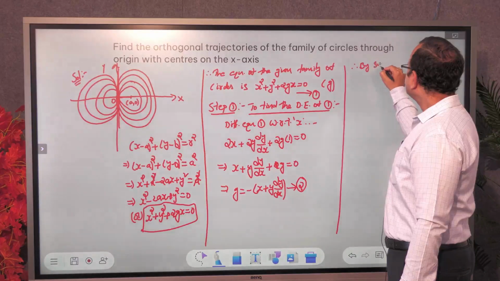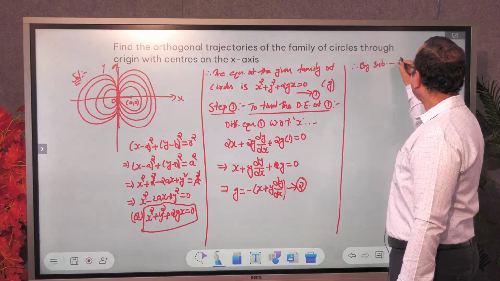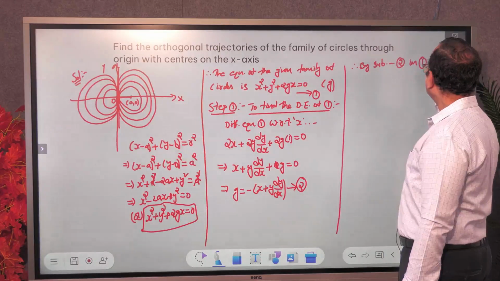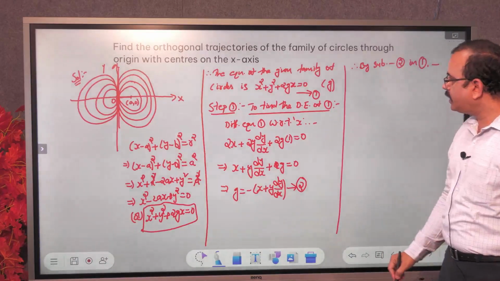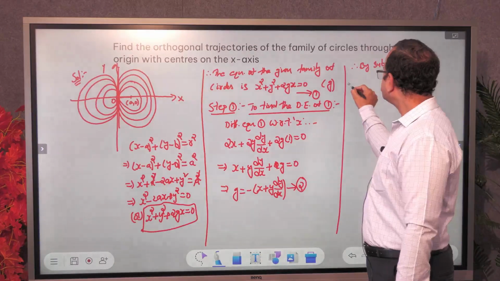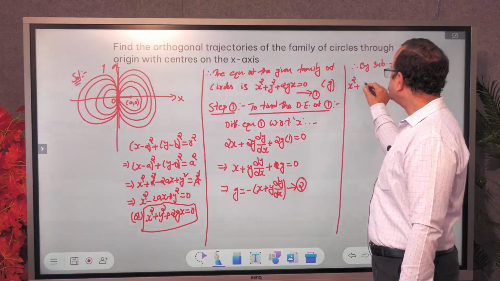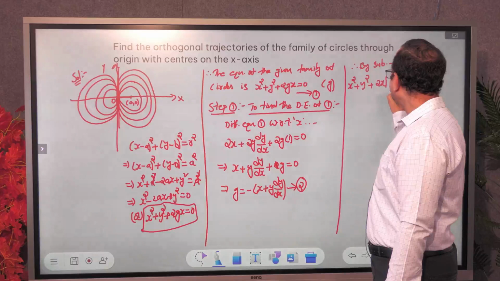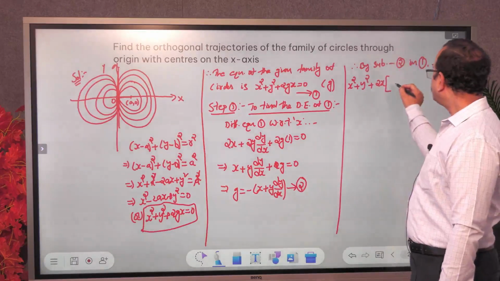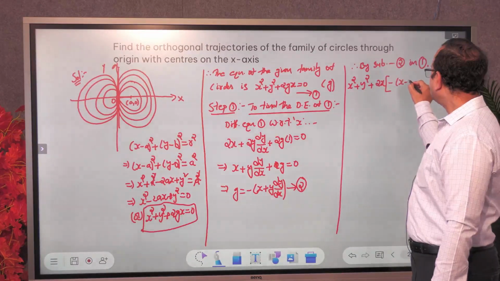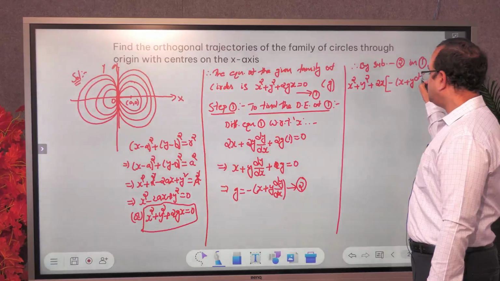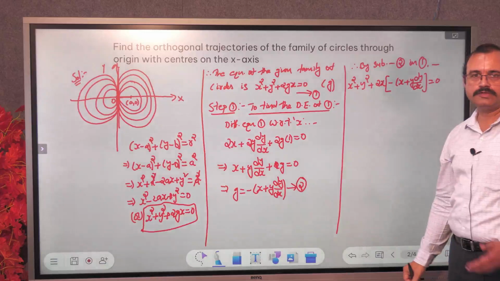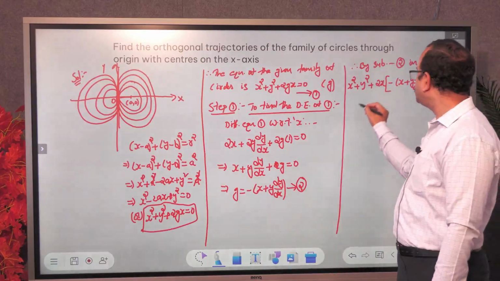Therefore, by substituting the g value from equation 2 in equation 1, we get x square plus y square plus 2x into g. What is g? Here g is minus of x plus y into dy by dx, equal to 0. Now first of all simplify this. Then what do we get?